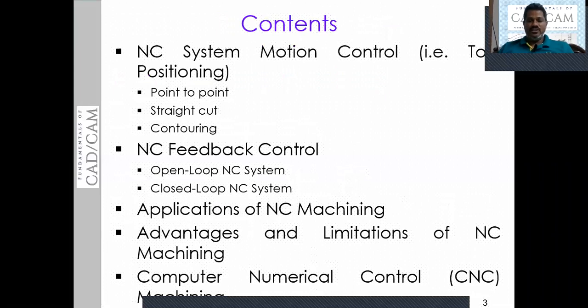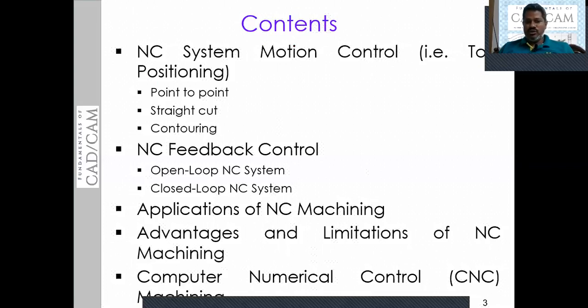Let me move on to the contents of today's slideshow. This slideshow is going to cover NC system motion control. This is specifically related to tool positioning, how the tool is going to move from one location to another location, and in what way the tool is moving from one location to another. This topic is going to cover that. The NC system motion control, or tool positioning, is basically of three types: point-to-point, straight cut, and contouring. These three will be discussed in this slideshow.